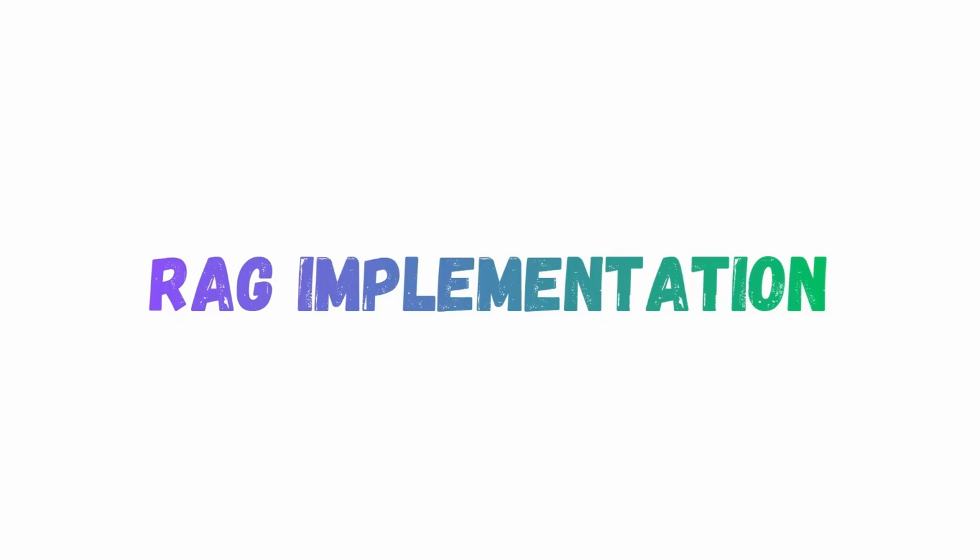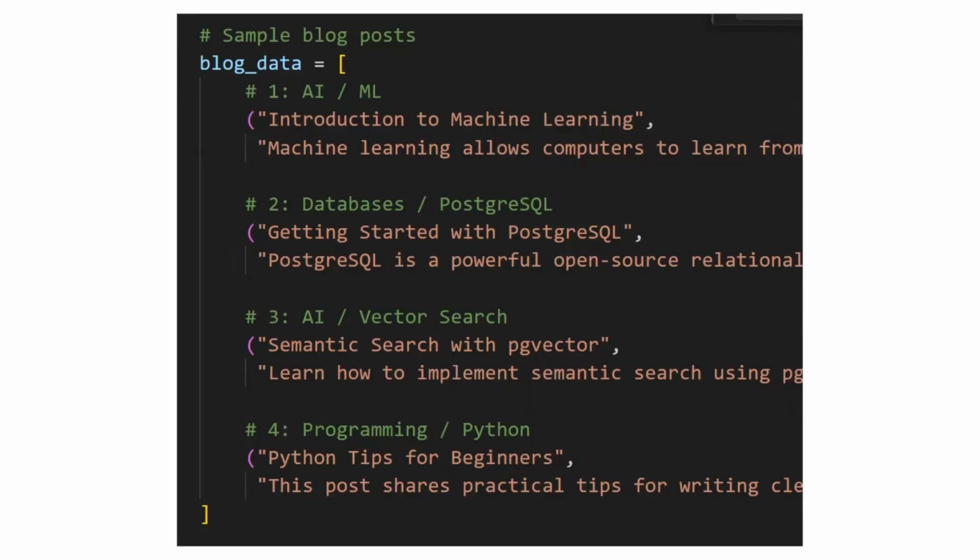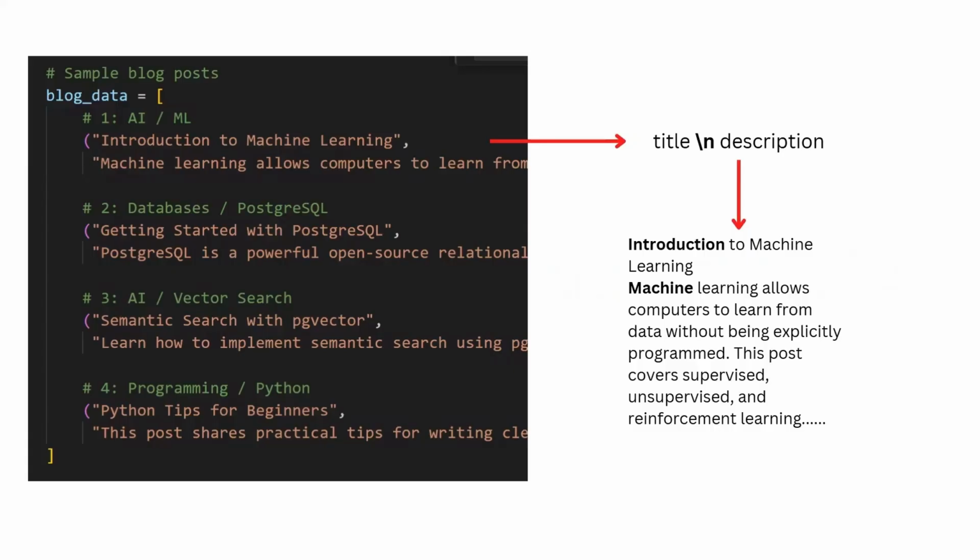Finally, let's go ahead and start our implementation around RAG. There is a problem statement we are going to cover here as part of our implementation. We are going to use this dataset where we have multiple blog posts and every blog post has a title and content. We will concatenate every blog post's title, description, and other metadata with the help of the escape character \n.